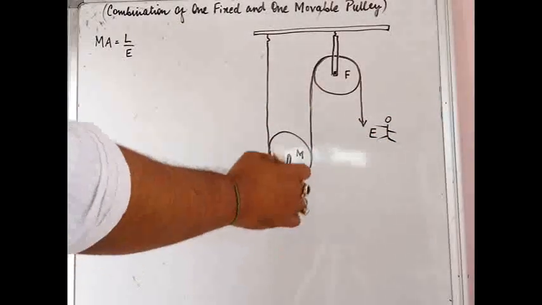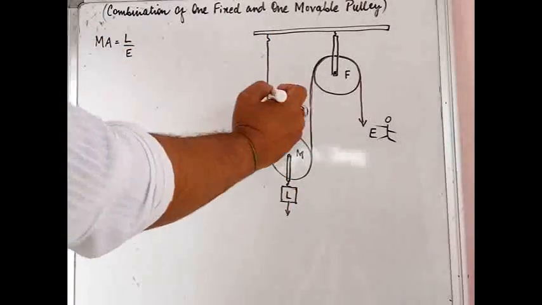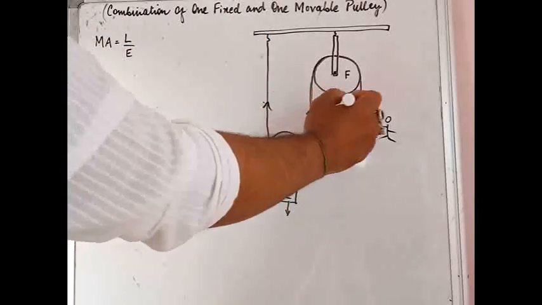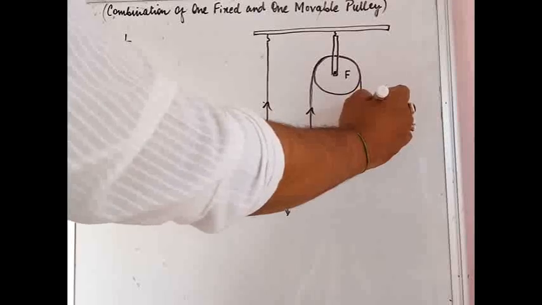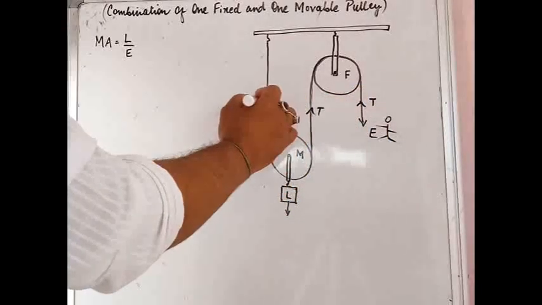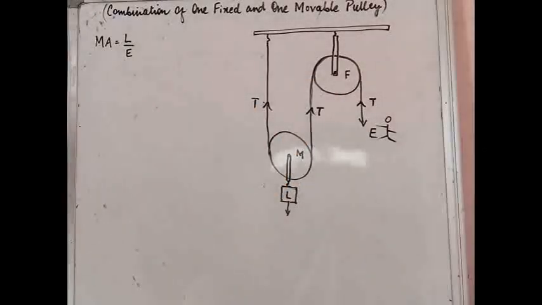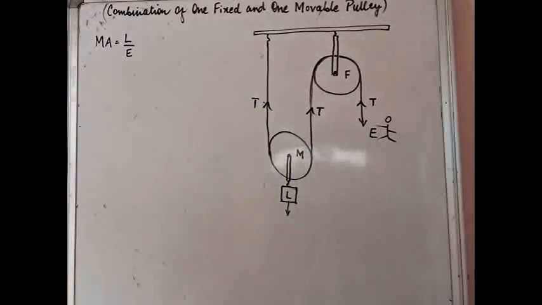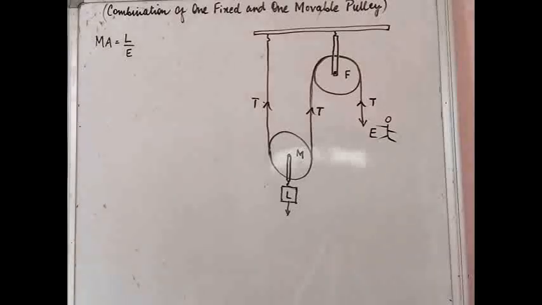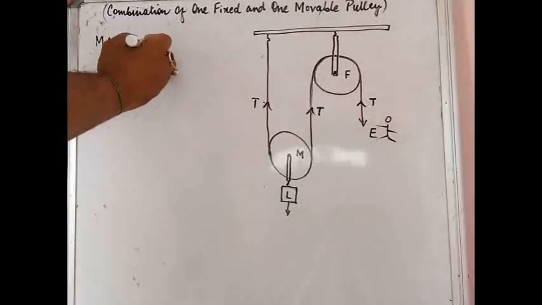Okay, so since the load is going to act downwards, we are going to have the tension in the upward direction, all with the capital letter T, because once again remember, it is the only tackle that is present, the only rope or the single rope. So as long as the tackle is same, the tension will also be the same. Okay, so now if you see, MA is equal to L upon E.